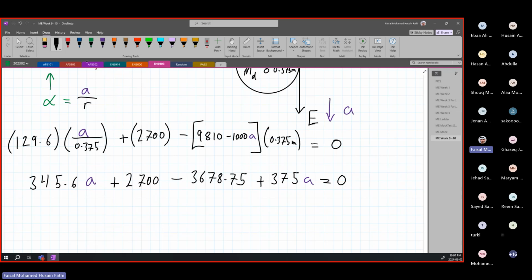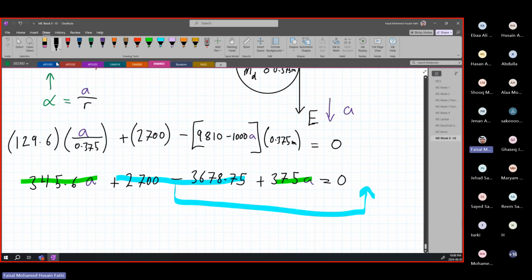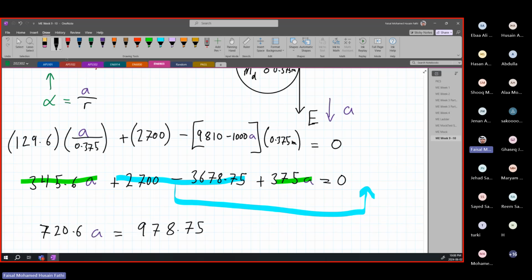Now we group our A's together and take the constant to the other side. So we're just going to group up these two, okay, group this up with this. And we're going to be grouping up these two numbers as the constants, and then we'll take them to the other side. That's all I'm going to be doing. So 375 plus 345.6, that is going to be 720.6 A is equal to 2,700 minus 3678.75, which is going to give us negative 978.75. When we take it to the other side, it's going to become a positive value, so positive 978.75.